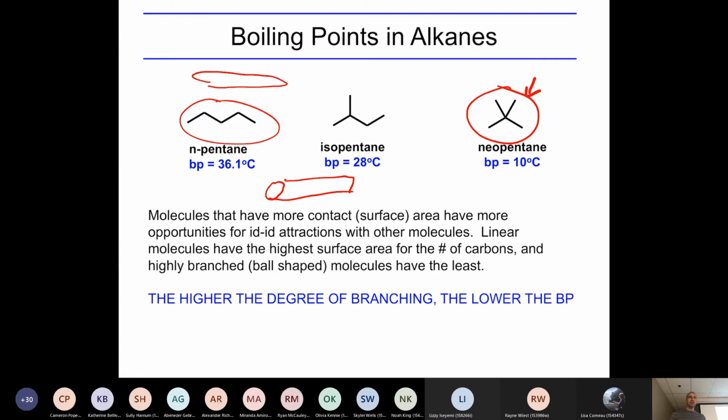So something like neopentane has relatively low surface area. It doesn't stick as well to its neighbors just because it doesn't have as much surface area. And so its boiling point is going to be much lower than something that's long and thin. So that's basically it. For isomers, because they have the same number of carbons and hydrogens, surface area is what will distinguish which one's stronger.